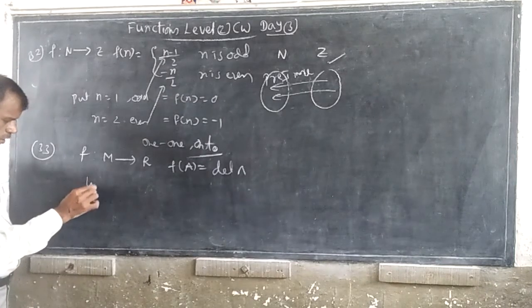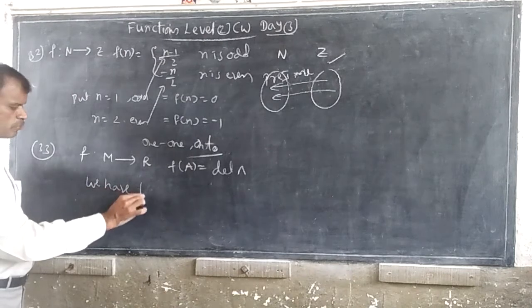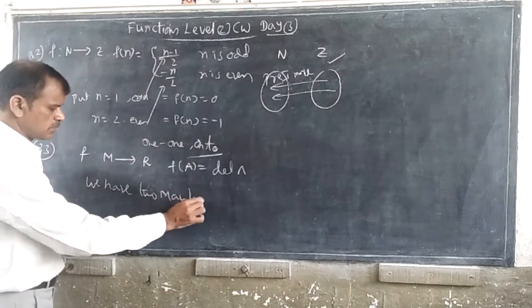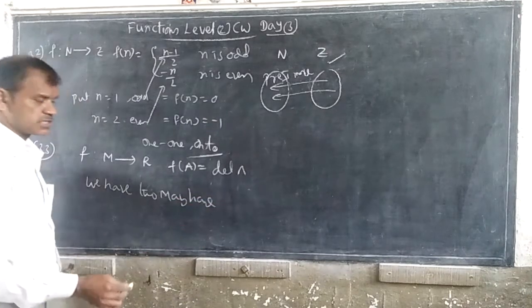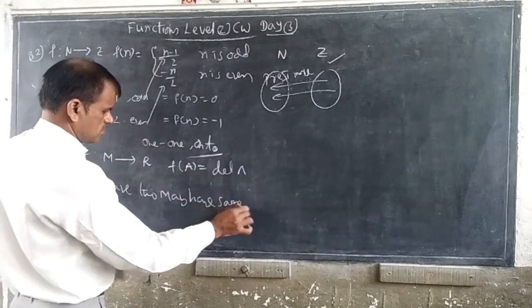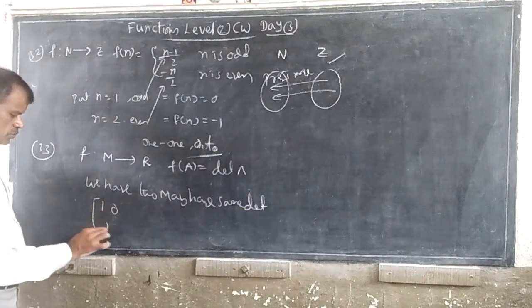Maybe two matrices may have the same determinant. May have, of course, I am not sure, because he is discussing real matrices. May have the same value, like this: 1 0 0 0.